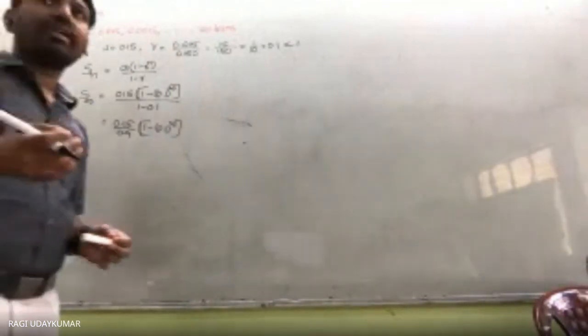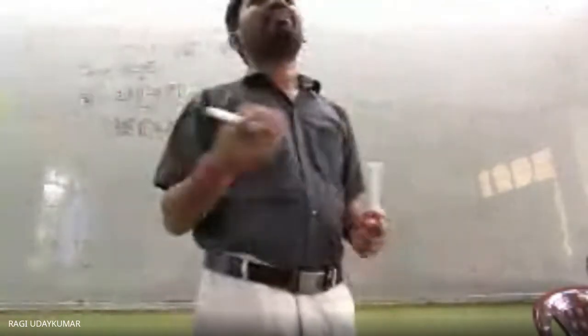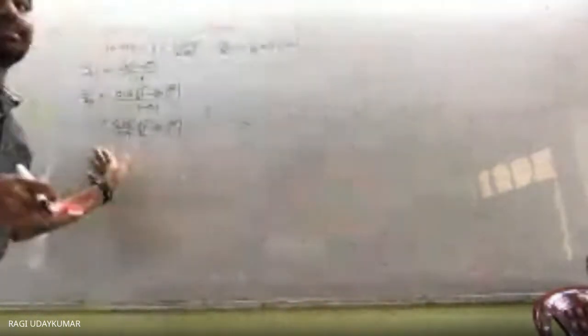Because it is very lengthy when you are writing 0.1 to the power of 20. Writing 0.1 to the power of 20 means writing many zeros and then a 1. So it is meaningless. No need to write like that. Just you can leave the answer like this.